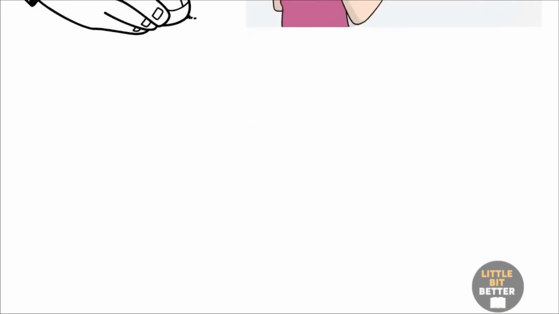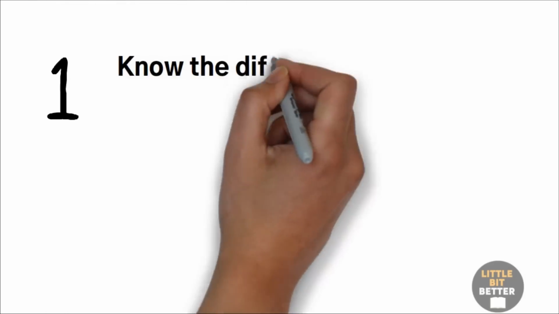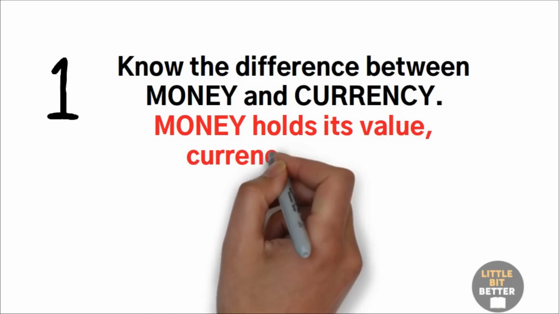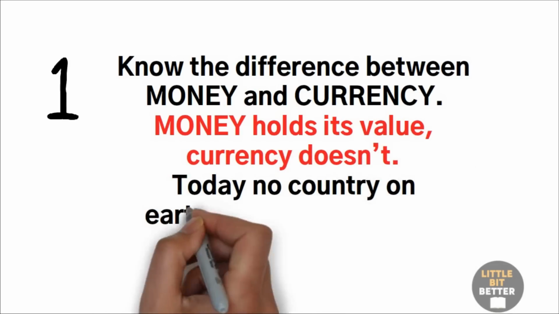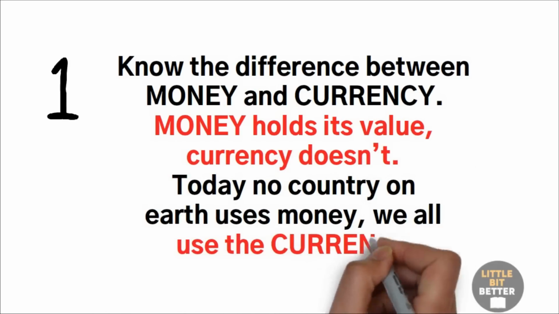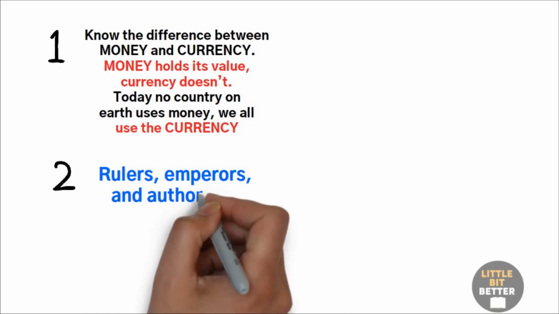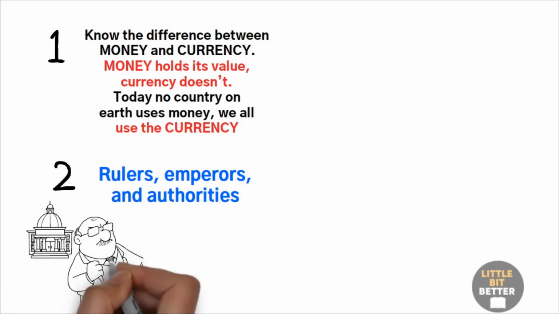Now, back to the summary. Number 1, know the difference between money and currency. Money holds its value, currency doesn't. Today, no country on earth uses money. We all use currency. Number 2, rulers, emperors, and authorities will always try to cheat money.